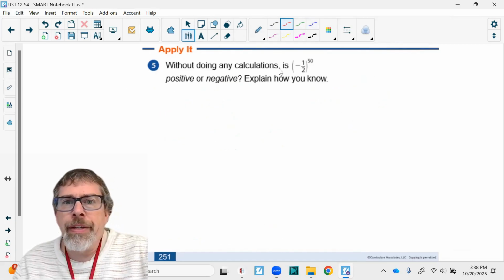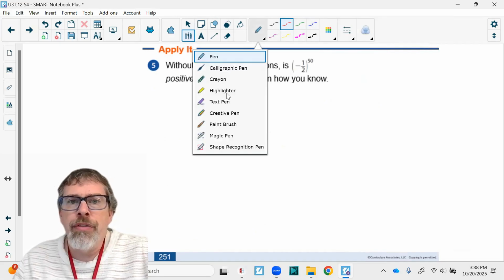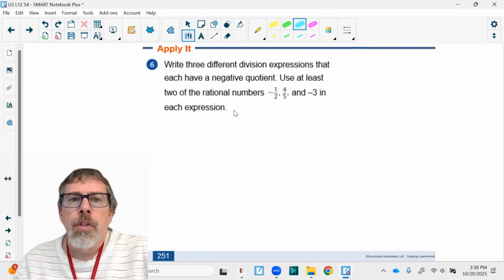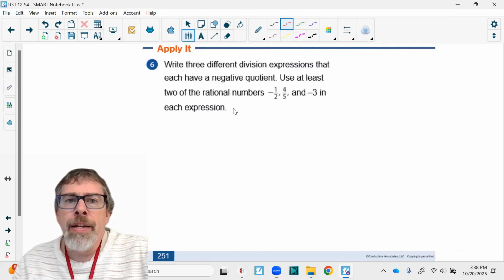Without doing any calculations, is a negative base to an even power positive or negative? Okay, well, it's positive. 6. Write 3 different division expressions that each have a negative quotient. Use at least 2 of the rational numbers here in each expression. All right, I get it now.